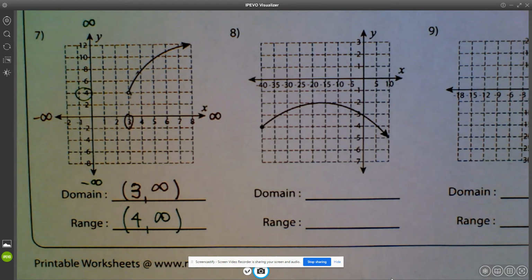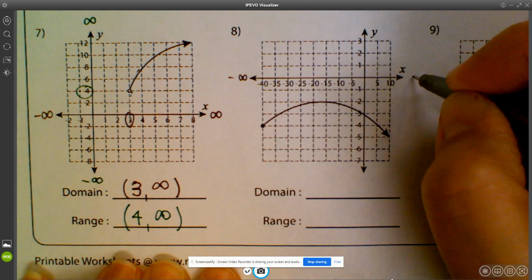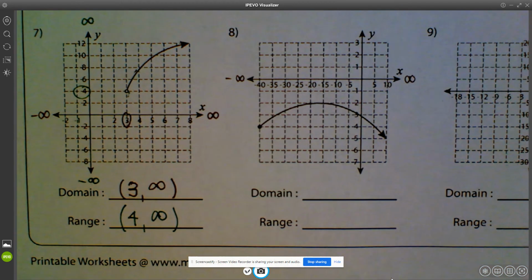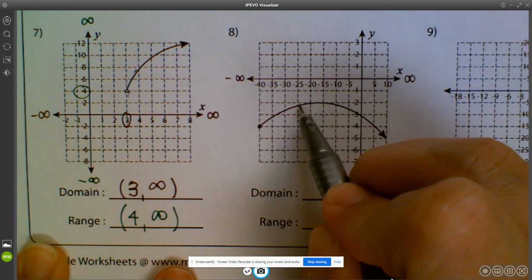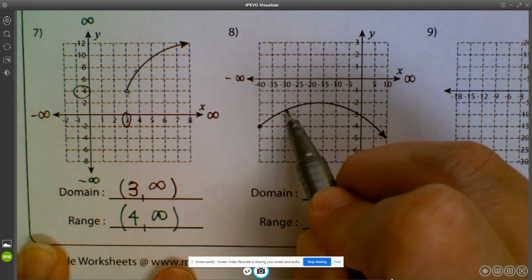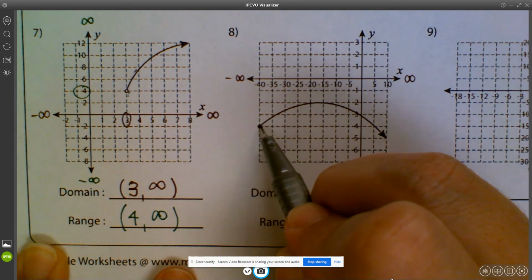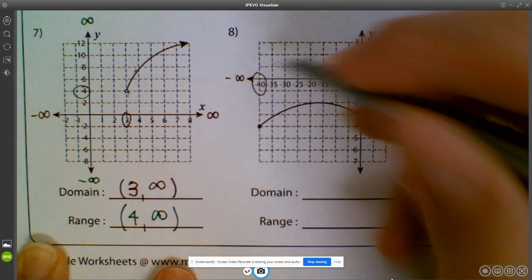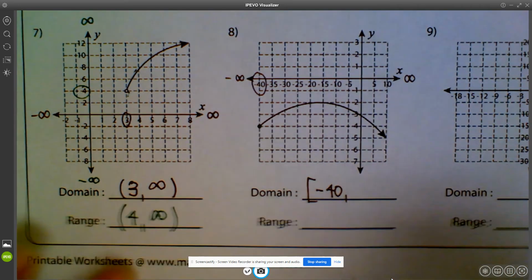Okay, so let's see how the next one goes for us. Let me start with my little cheat points here. How far to the left does this graph go? Here we're at x equals negative 20, x equals negative 25, x equals negative 30, x equals negative 35. Oh, x equals negative 40. And it's a closed circle, so we introduce a bracket.